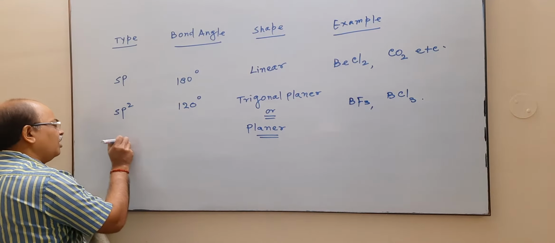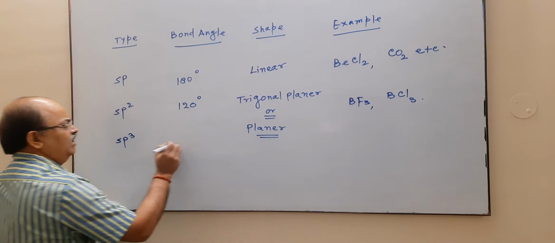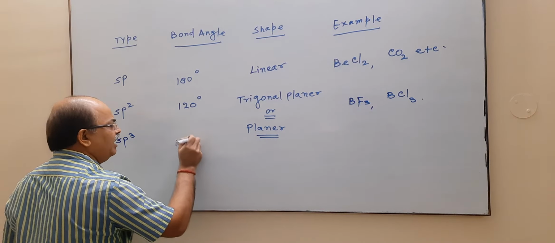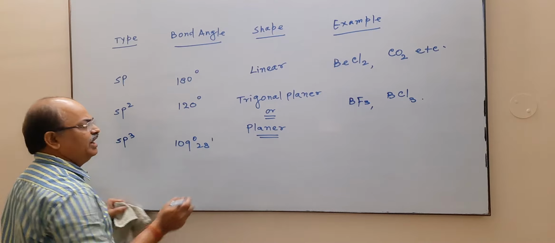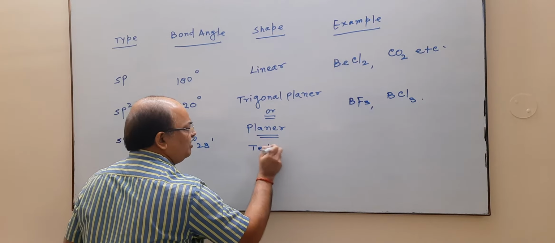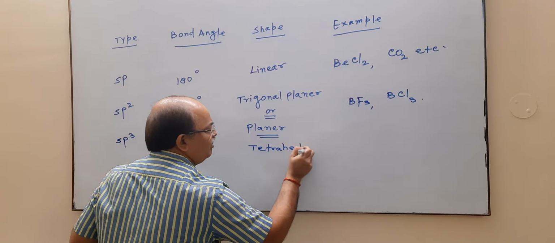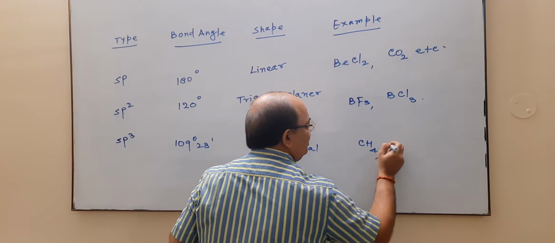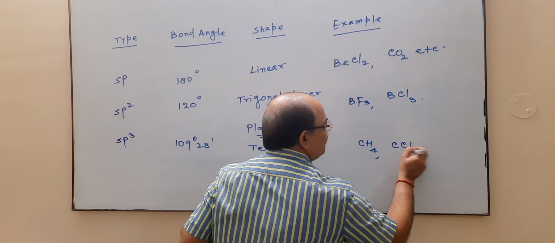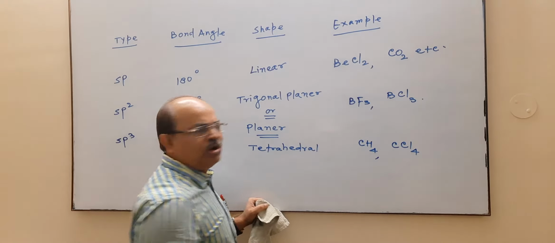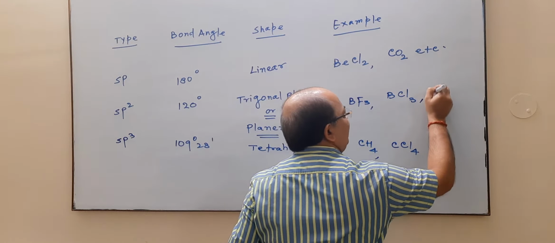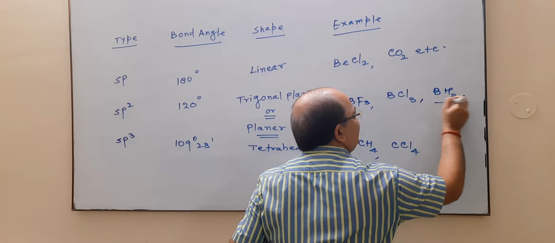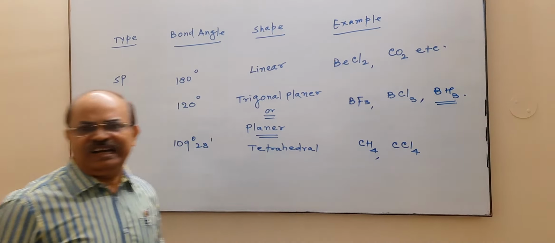The third is sp3. Here the angle is 109 degrees 28 minutes, and the shape is very clear: it is tetrahedral. Examples are CH4 or CCl4. One more example in this case you can write is BH3, boron hydride.